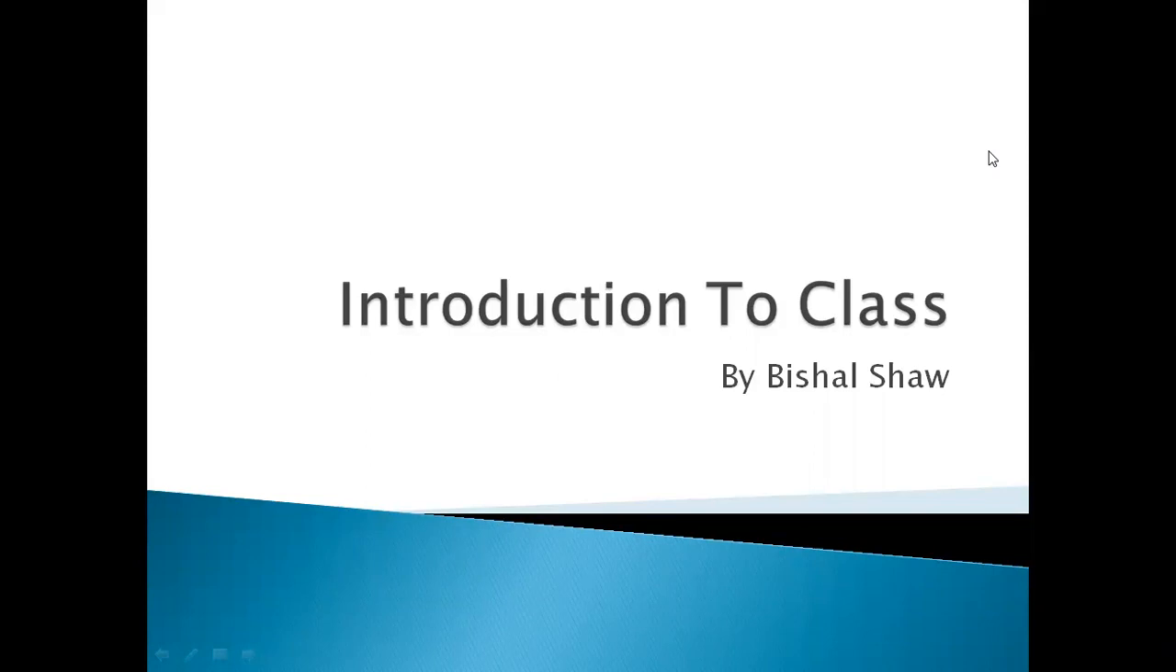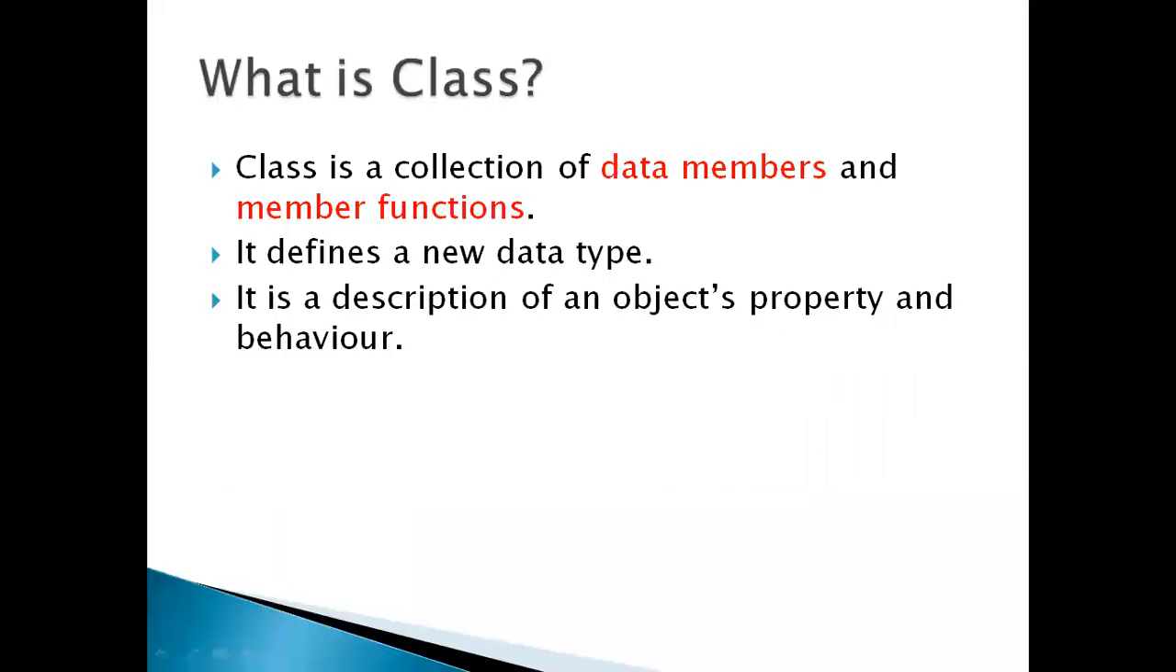So as discussed in the previous class, we know that class is a non-primitive data type. So what is class? Class is a collection of data members and member functions. What are these data members and member functions? These things we will know today. It defines a new data type. It is a description of an object's property and behavior. So, what are the properties and how will the object behave? Both these things are present in the class.